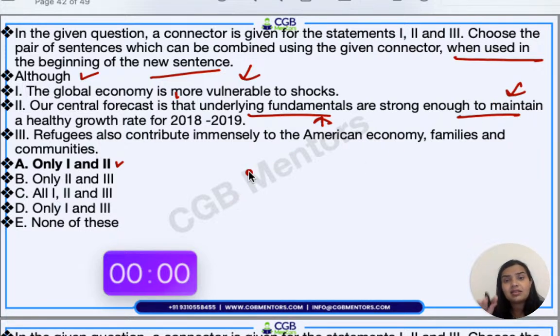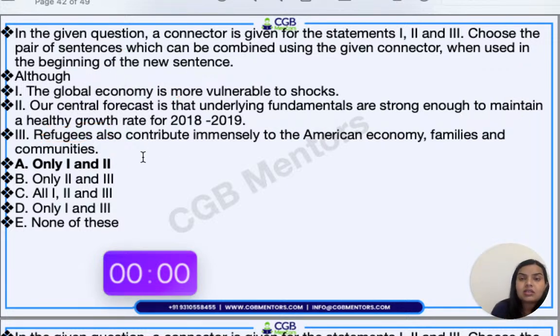Second sentence say it is still strong. These two are in contrast. Refugees का कोई connection नहीं था. So when this level of question is asked for connectors, there has to be a common link, a standard, a base on which I can try to connect two sentences.